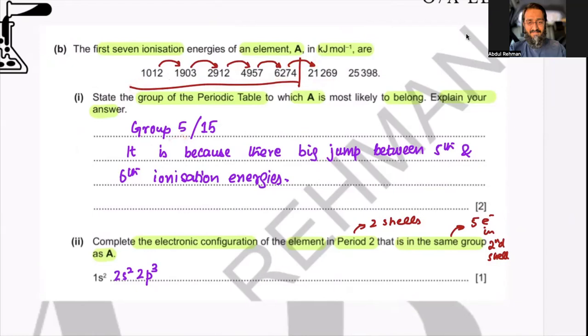Now, the reason, and we are going to explain the same reason, is that the big jump is between 5th and 6th ionization energy. Then the next part: complete the electronic configuration of the element in period 2. So from period 2, what we have concluded is it has 2 shells and is in the same group as A, the 5th group. It means it has 5 electrons in its valence shell, and its valence shell is going to be second. So in the second shell, I need to just put 5 electrons in it. Is this clear? We'll proceed further.